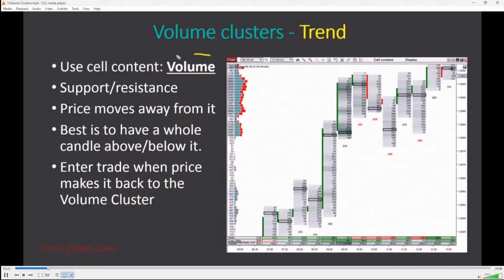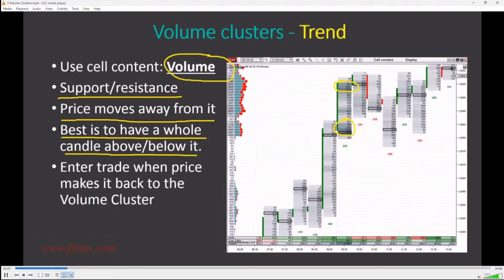Now, the reason I use this volume setting is, as you can see, the heavier the volumes, the darker the gray is, like in here or in here, right? The heavier the volumes, the darker it gets. And this is the core of the strategy, because you want to follow the dark places, the places where the volumes are heavy. Those are the volume clusters. Those volume clusters work as support and resistance zones. What you want to see is price moving away from those zones and then testing them again. And best is to have a whole candle above or below it.